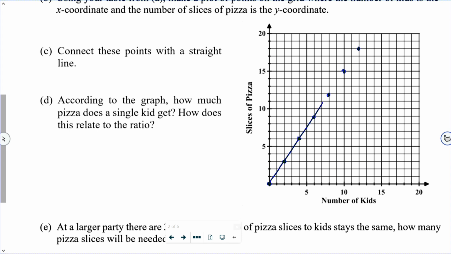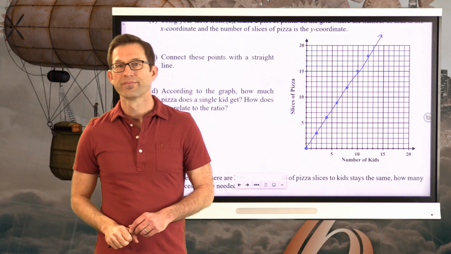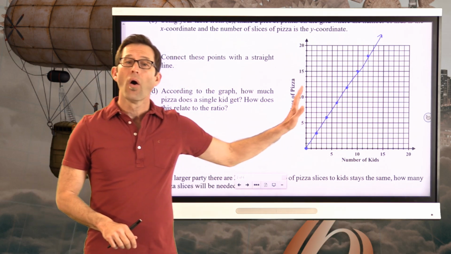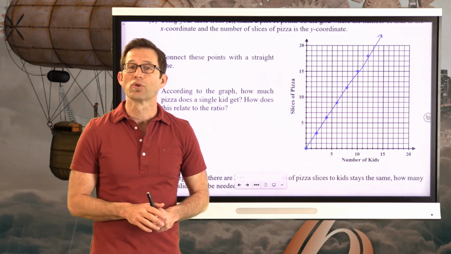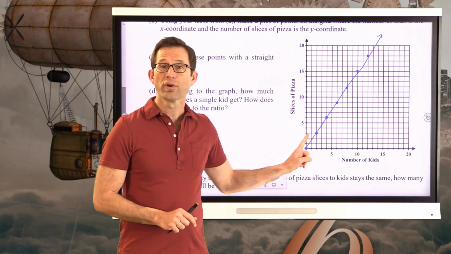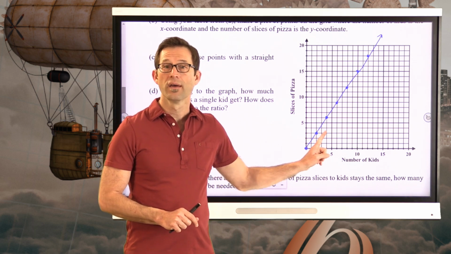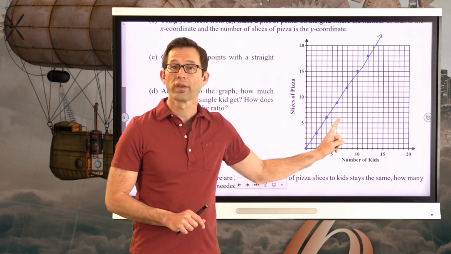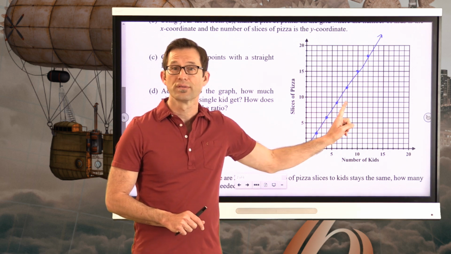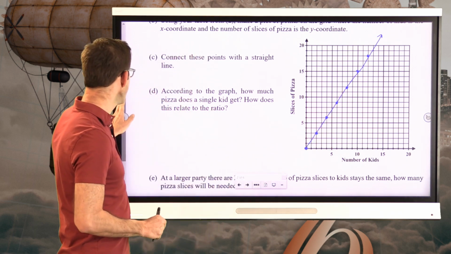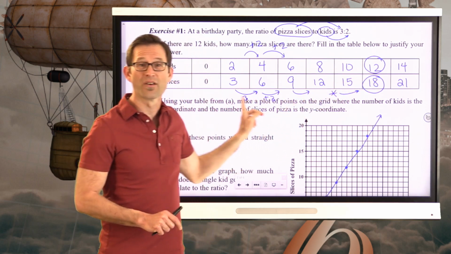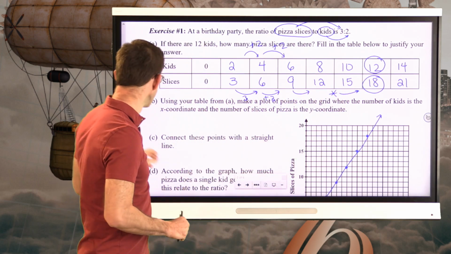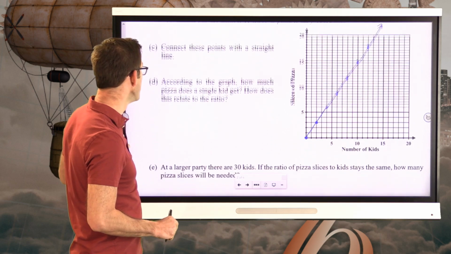And what you'll notice every time when we make one of these graphs is that all the points, no matter how poorly I drew it, fall in a nice straight line. That's what happens when we're just scaling this up, because every time we're going to add 2 more kids and 3 more pizza slices. It's identical to what we did in the table when I kept adding the 2's and the 3's. We get that constant ratio of 3 to 2.